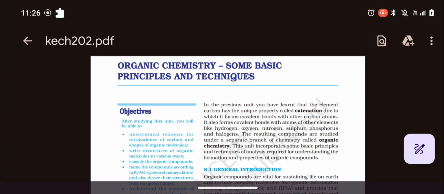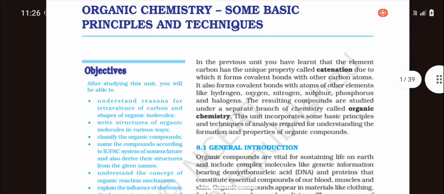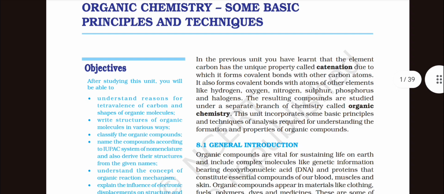Today I am going to read the class 11th chemistry book chapter Organic Chemistry: Some Basic Principles and Techniques. In the previous unit we learned that the element carbon has a unique property called catenation, due to which it forms covalent bonds with other atoms. It also forms covalent bonds with atoms of other elements like hydrogen, oxygen, nitrogen, sulfur, phosphorus and halogens. The resulting compounds are studied under a separate branch of chemistry called organic chemistry. This unit incorporates some basic principles and techniques of analysis required for understanding the formation and properties of organic compounds.